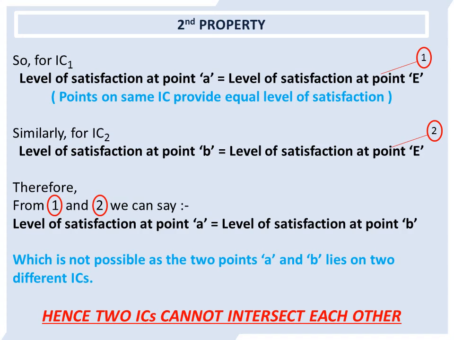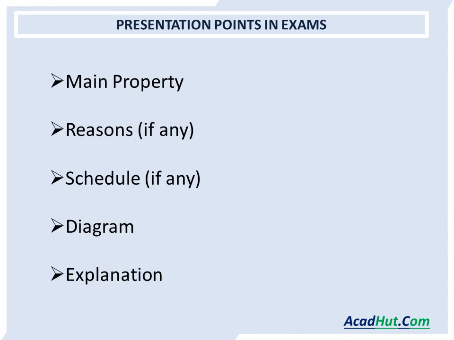Therefore, from 1 and 2 we can say level of satisfaction at point A is equal to level of satisfaction at point B, which is not possible as the 2 points A and B lie on 2 different ICs. Hence, 2 ICs cannot intersect each other.